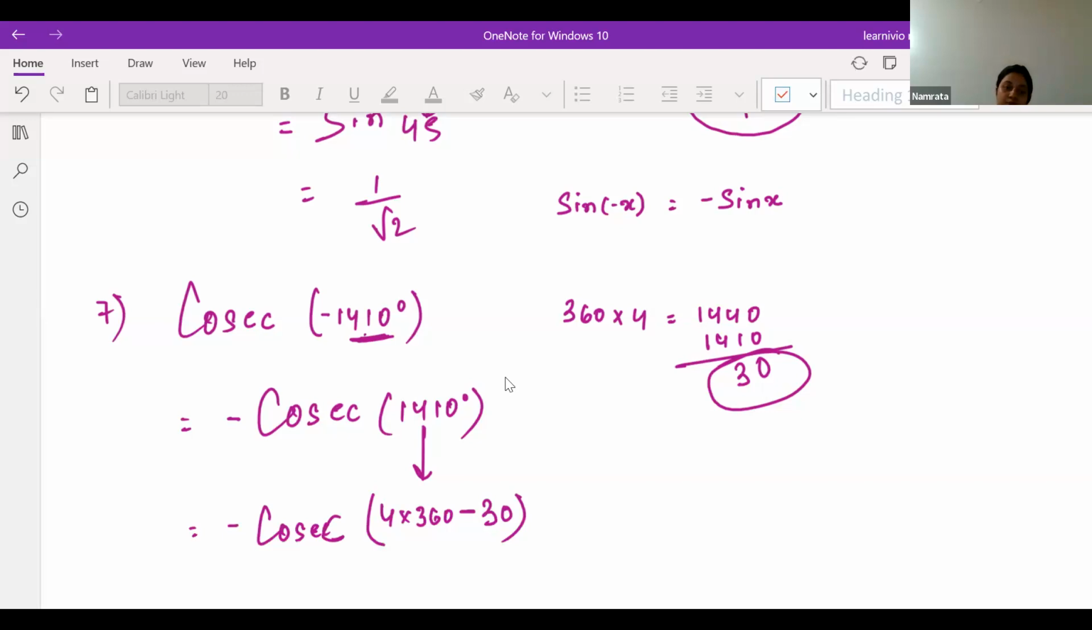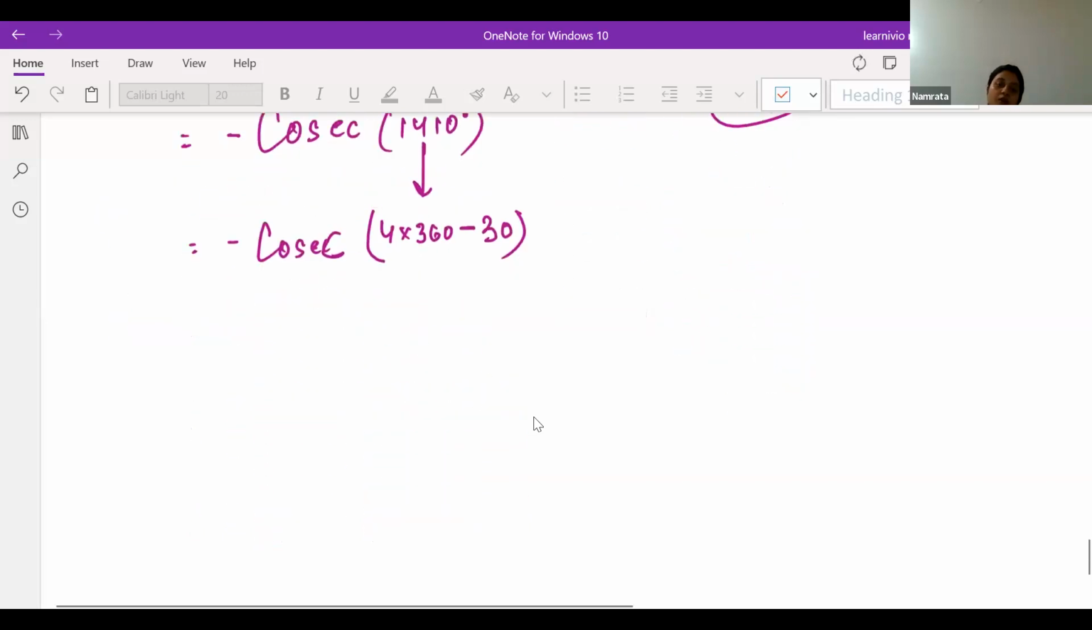Yes. Ab maine kya bola tha? 2 into 360, 1 into 360, 4 into 360. 360 ka koi bhi multiple, it will not change, right? So we will be having, just a moment, let me check the sign also, whether the transformation is okay. We need to check whether the sign will change or not.